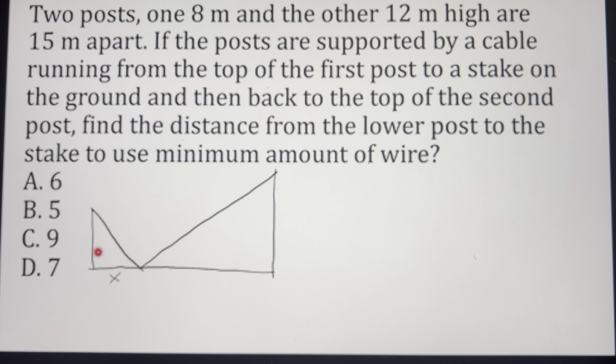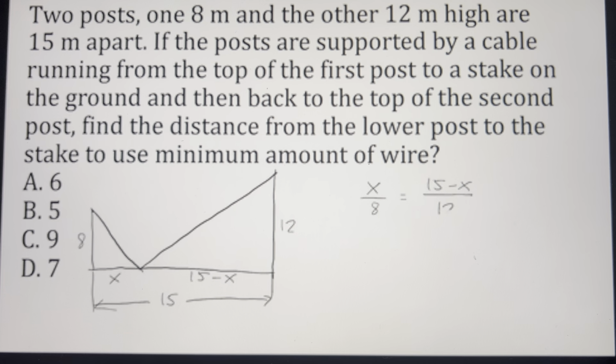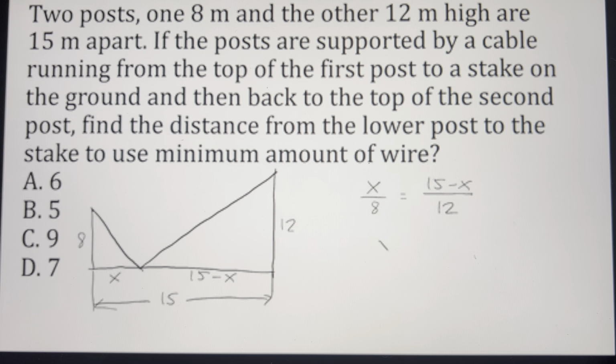So the lower post is 8 meters high and the higher post is 12 meters high, and they are 15 meters apart. So meaning if this is x, the other one is 15 minus x. Take note, to minimize this hypotenuse, the two triangles must be similar to each other, meaning the base to height of the smaller triangle is equivalent to the base to height of the larger triangle. Shift solve, x is equivalent to 6.